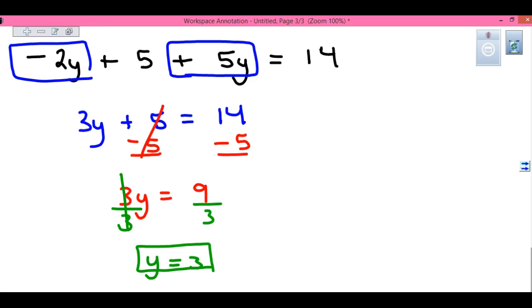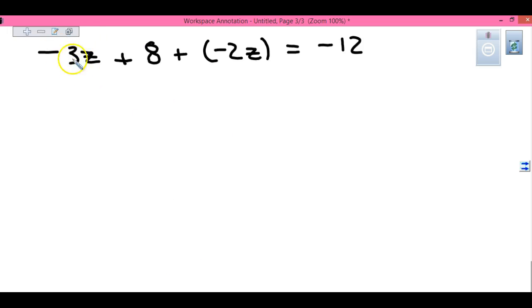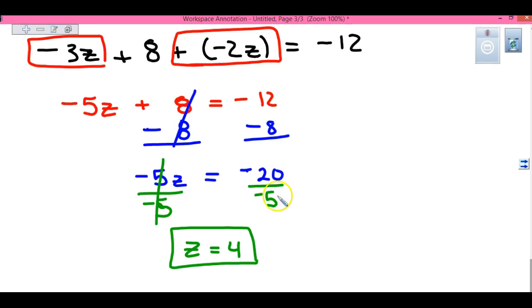Any questions? Go ahead and try solving negative 3c plus 8 plus negative 2z equals negative 12, and we'll check in a little bit. Check your answer, please. Any questions?